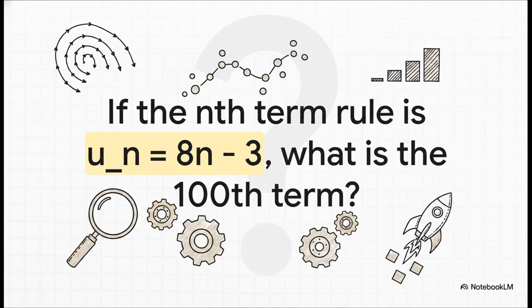So let's test out that GPS. For question 4, I'm giving you the position-to-term rule. Un equals 8n minus 3. Can you use it to find the 100th term? This is where these rules get seriously powerful.